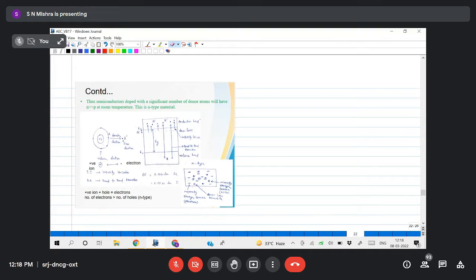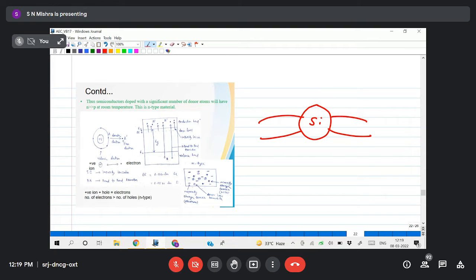Sir, I have one confusion. In a covalent bond, when the bond breaks, then two free electrons are generated. Then why does only one electron move to the conduction band? No, only one. Who told you 2 electrons are generated? So when a bond breaks, two electrons are free now.